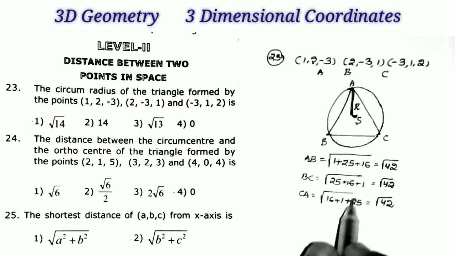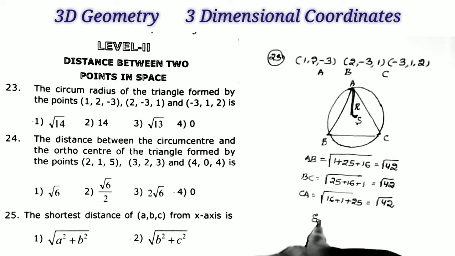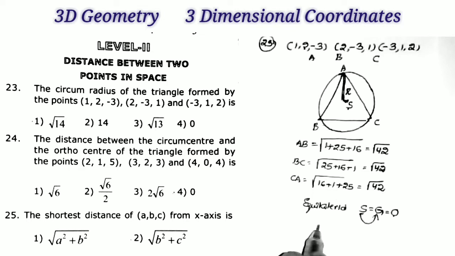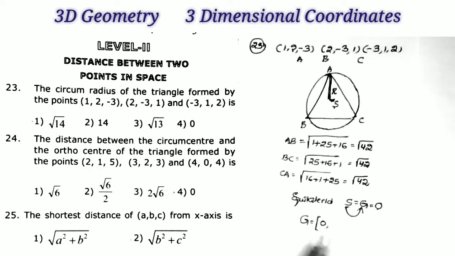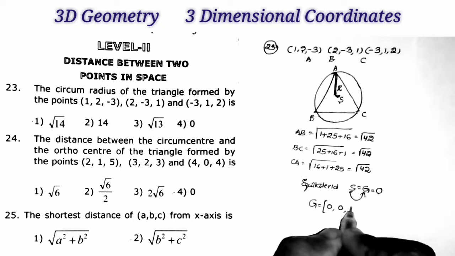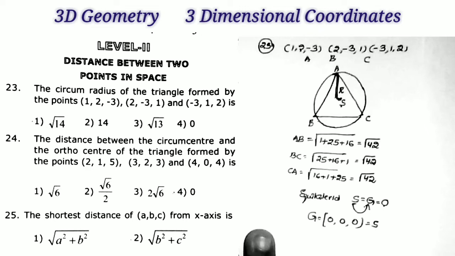Therefore, all the 3 distances are equal, which means this is an equilateral triangle. And in an equilateral triangle, all these points are the same. That is, circumcenter equals centroid equals orthocenter. Here the circumcenter is nothing but the centroid. What is the centroid? (x1 plus x2 plus x3) by 3, that is (1 plus 2 minus 3) by 3, 0. Similarly (y1 plus y2 plus y3) by 3. The circumcenter is equal to (0, 0, 0).